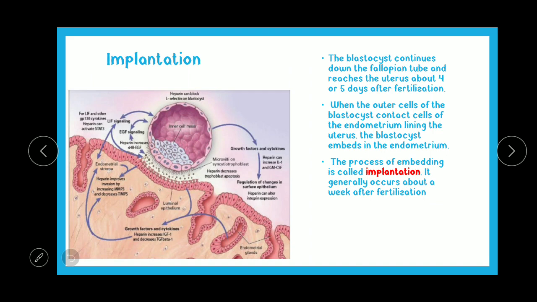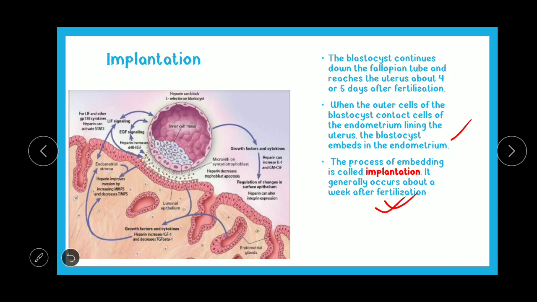The blastocyst embeds in the endometrium, and this process of embedding of the blastocyst in the endometrium lining is called implantation. It generally occurs about a week after fertilization. If fertilization does not take place, the unfertilized egg and the uterus lining will fall off, and this process is called menstruation, as we have already discussed in the menstrual cycle.